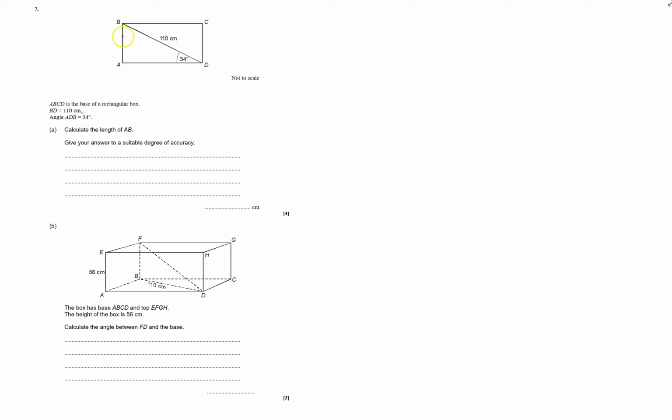ABCD is the base of a rectangular box. BD is 110 centimeters, so it's quite a big box. Angle ADB is 34 degrees. It's rectangular, so that's a right angle there.